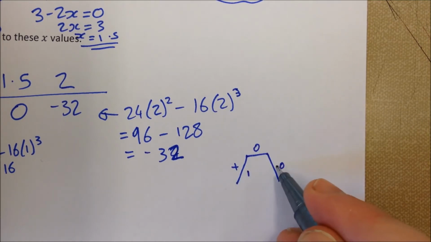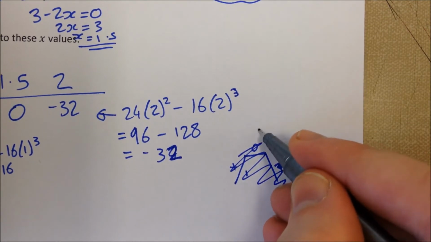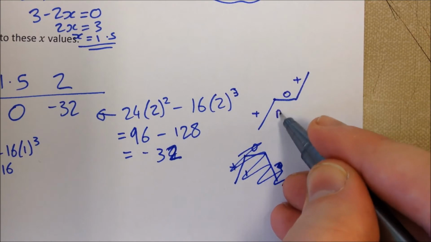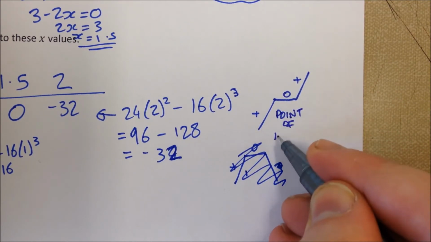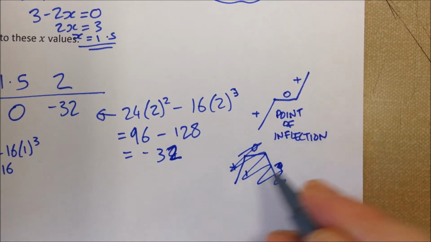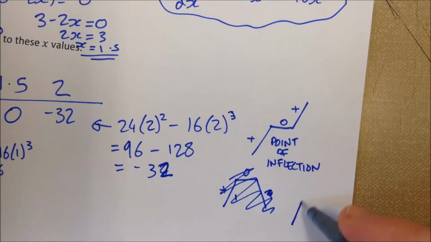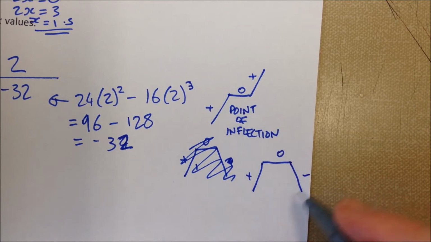So that is a, oh, I've done that wrong. Positive, 0, positive. That is a point of inflection. And then we've got positive, 0, negative. So positive, 0, negative. So that is a maximum point.